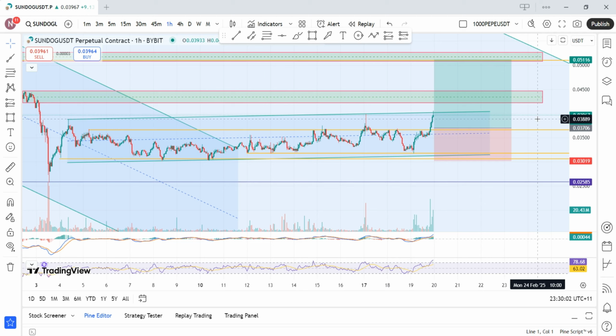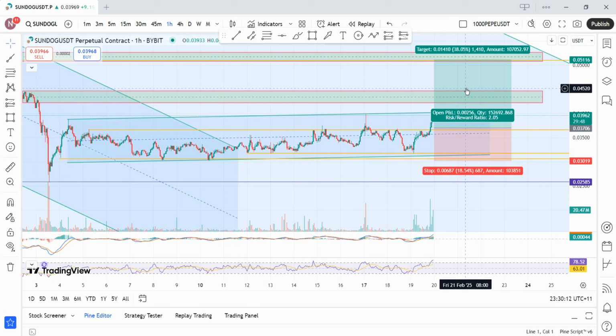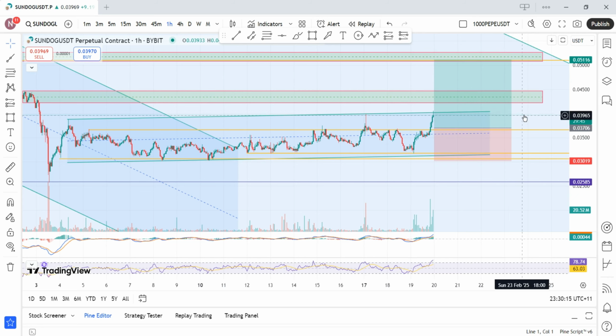So this is the order that I'm gonna put in. I think the price is gonna come down to test this yellow support line and also the midline of this area, and then go up, hopefully. Okay, that was today's trade.